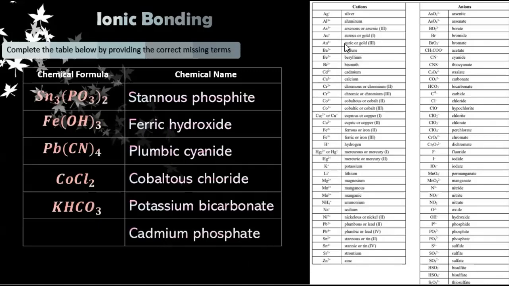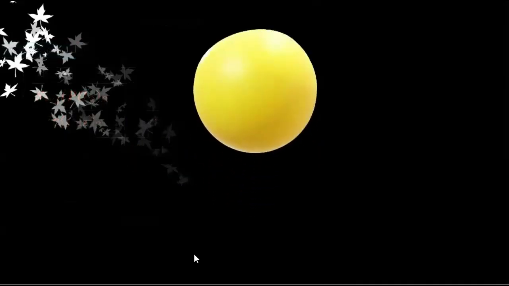Cd is the symbol for cadmium. We have Cd, charge 2 positive. And phosphate is PO4, charge 3 negative. Now, apply the crisscross. The answer is Cd3(PO4)2, the 2 being the charge of Cd. And that ends our lesson for today.